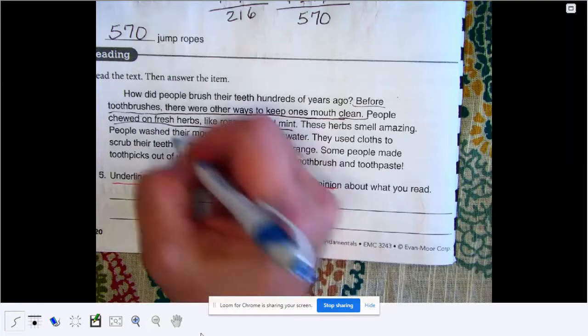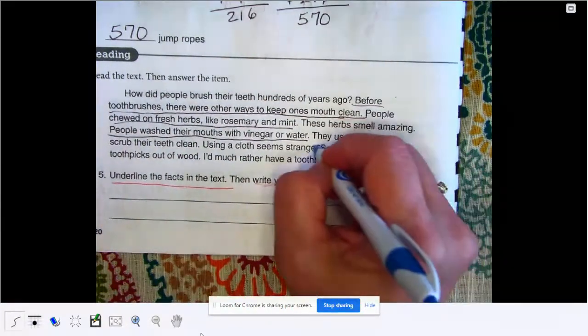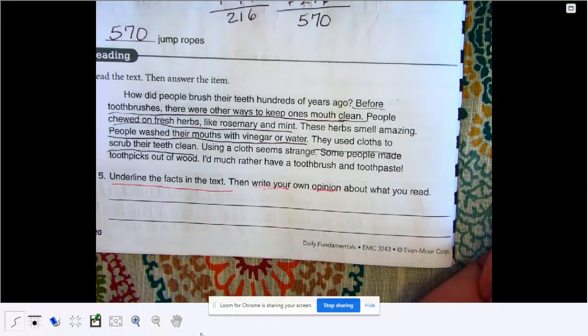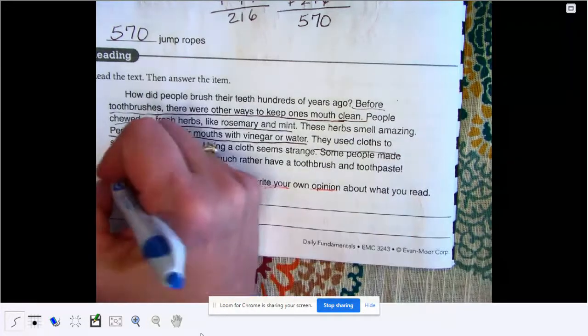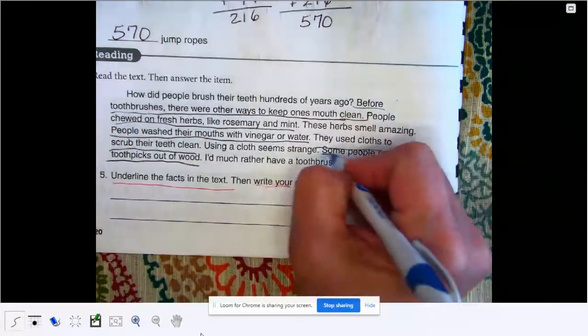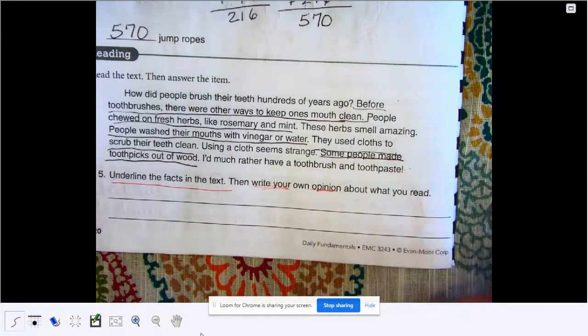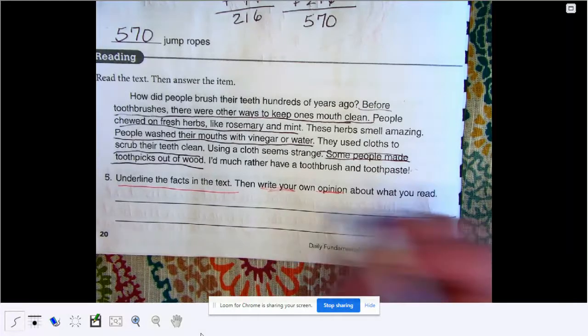People washed their mouths with vinegar or water. They used cloths to scrub their teeth clean. Using a cloth seems strange. That's an opinion. Some people made toothpicks out of wood. That's a fact. I'd much rather have a toothbrush and toothpaste. That's an opinion. Okay, so write your own opinion about what you read.